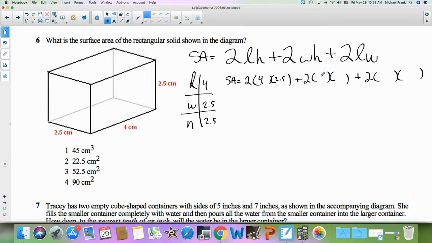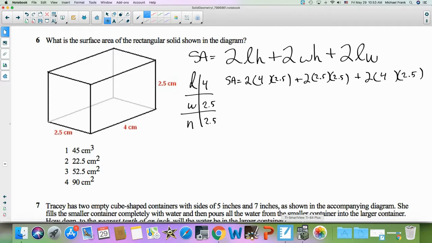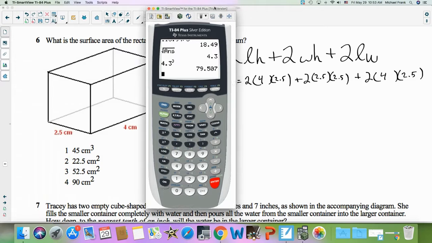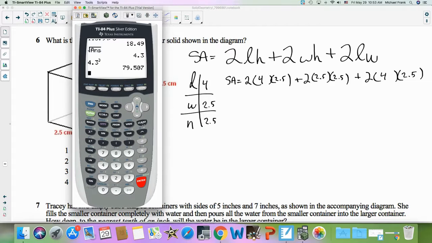My width and my height is 2.5 and 2.5. My length and width is 4 and 2.5. So now you really just need to put that all into your calculator and hit enter. That's really all there is to that.